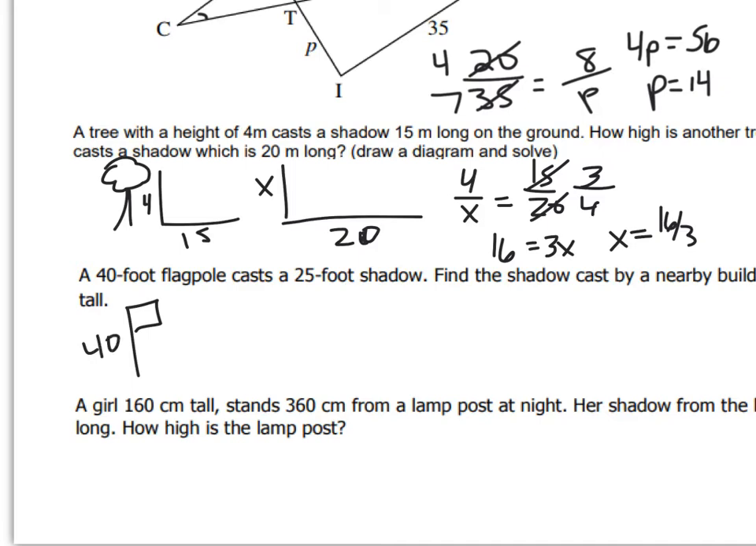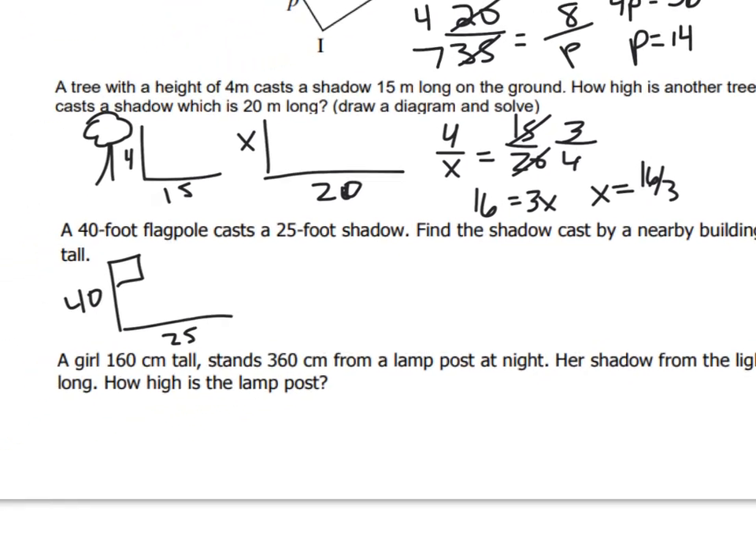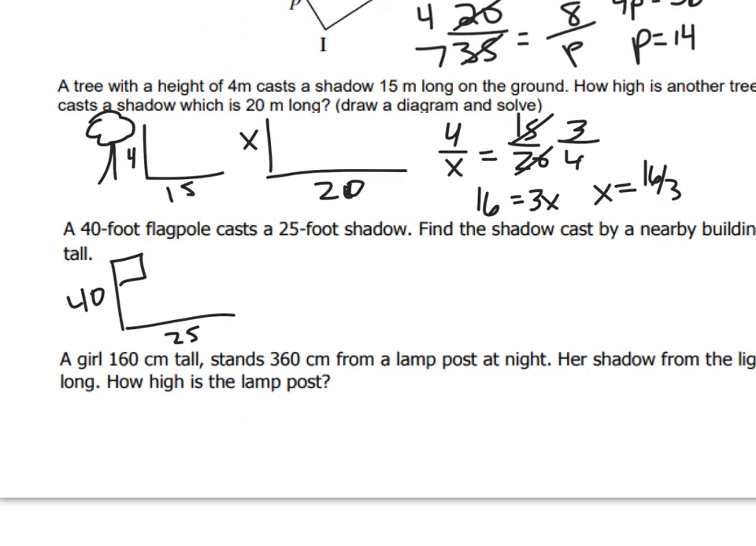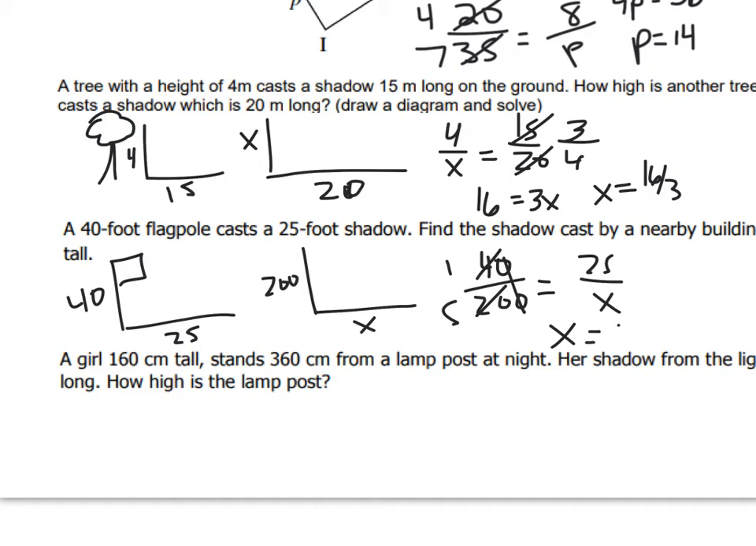A 40-foot flagpole casts a 25-foot shadow. Find a shadow cast by a nearby building. It helps if I can read the rest of the problem. That is 200 feet tall. Clearly not to scale. So 40 over 200 equals 25 over x. So x equals 125.